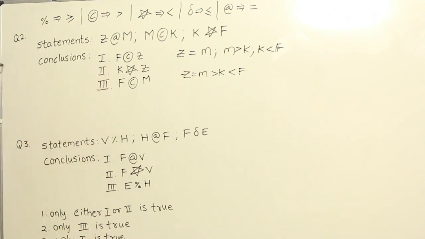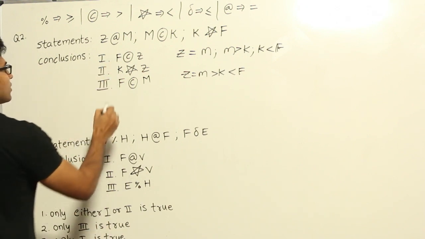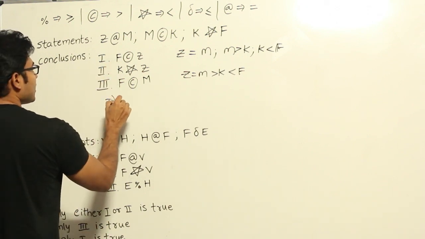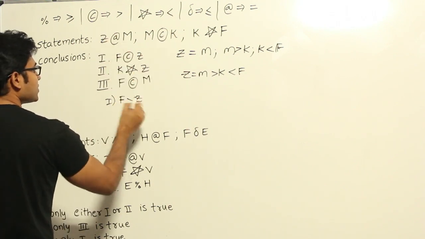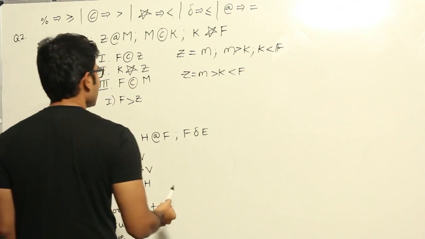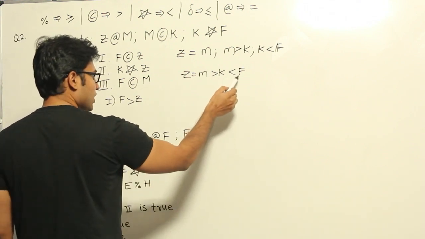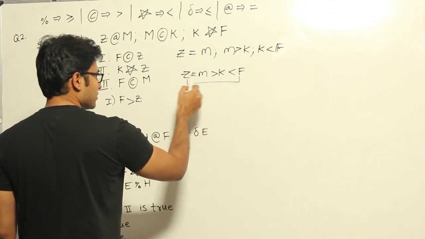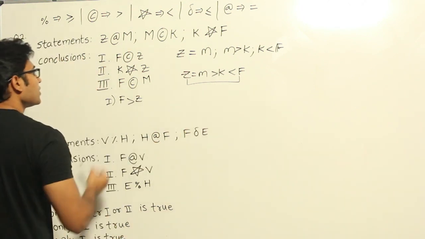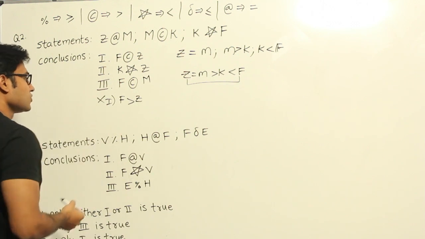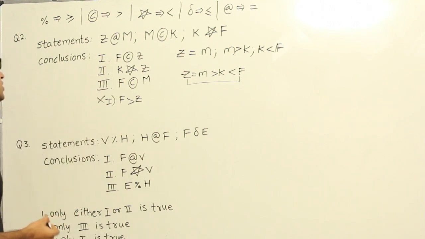Now let's check the conclusions given here. First conclusion is F C Z, which means F is greater than Z. Now let's see between F and Z. So F is here and Z is here, and between them there are two different types of inequalities, therefore we cannot compare them. So the first conclusion is wrong.